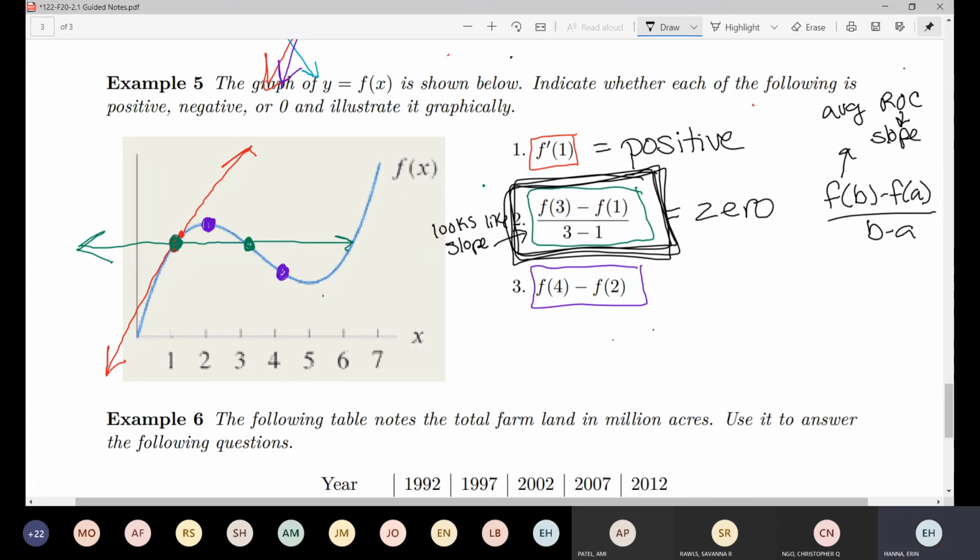Does that make sense, Julia? I think it's Julia. Your name's cut off slightly. That makes sense?